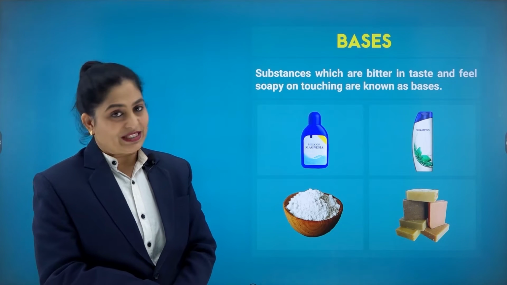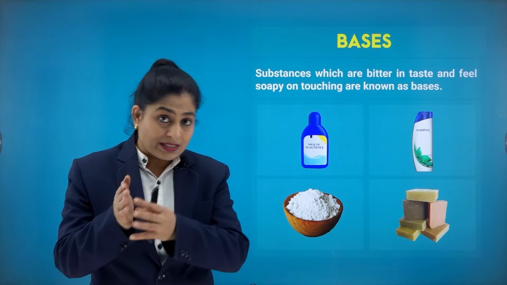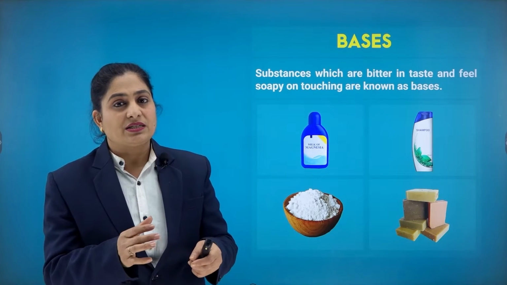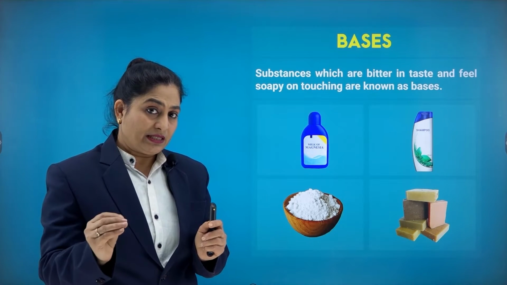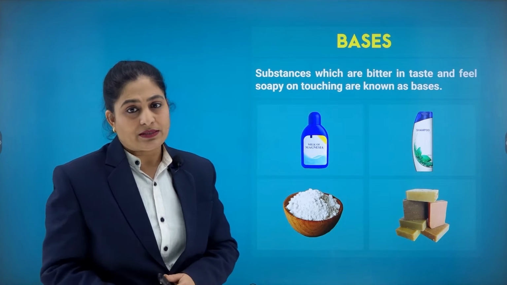Let us talk about bases. So we have discussed just now various examples which are sour in taste, and we call them acids. So one of the very common properties in terms of taste is that a substance which is sour in taste is an acid. Let us move to bases.